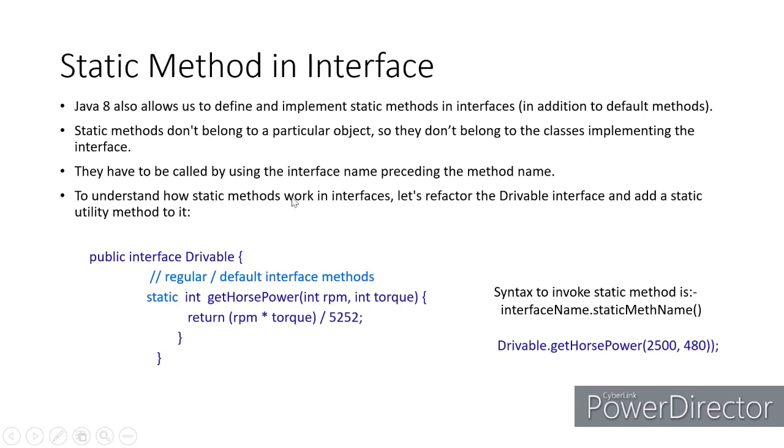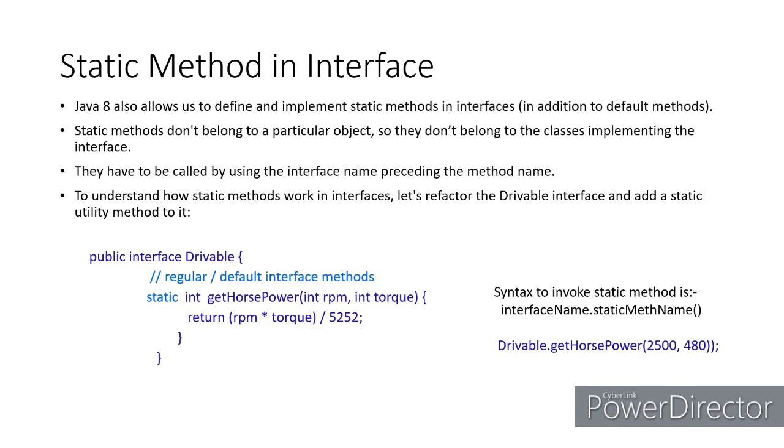To understand how a static method works in an interface, let's refactor the Drivable interface and add a static utility method as shown below. So from this it is clear what a static method is and how to use it. You had earlier added static methods to a normal class, so you know what a static method is all about. It's just that now you can add the same static method to an interface also. That's it. It's the same static method which you used to add in classes; now you can add it in an interface.